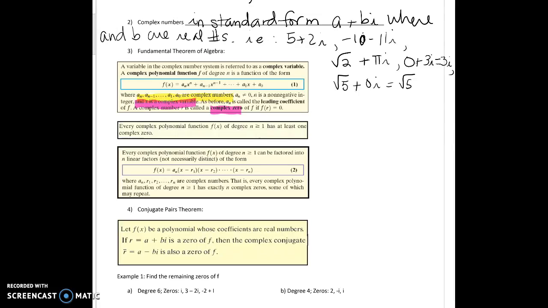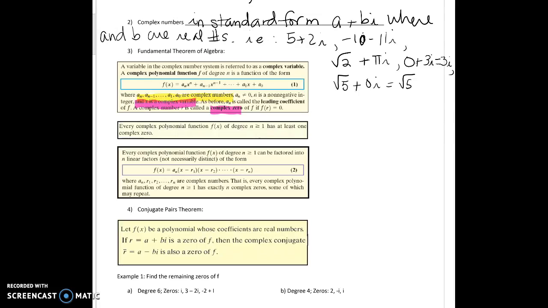So as before, a sub n is called the leading coefficient, which is in the very front of f. A complex number r is called a complex zero if, when I plug r back into f, my remainder is 0. Okay, so this is restating the polynomial, now called a complex polynomial. But all of it is still very similar to the regular polynomial.